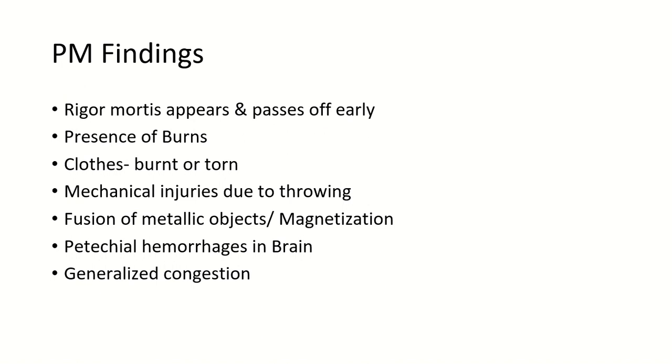The post-mortem findings of lightning injuries: rigor mortis appears and passes off early. There will be presence of burns, clothes burnt or torn, mechanical injuries due to throwing, fusion of metallic objects or magnetization, petechial hemorrhages in brain, generalized congestion.